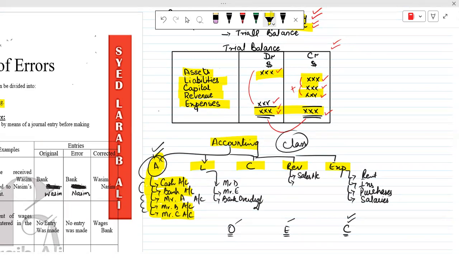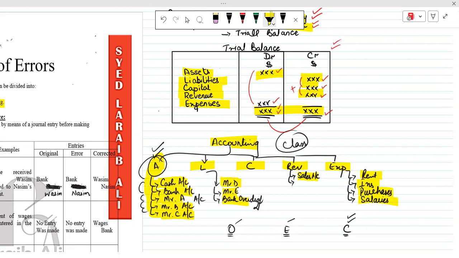In the same way, all the accounts of liabilities, for example, Mr. D is our credit supplier. His account is going to be made in the class of liability. Mr. E is another supplier. Bank overdraft, if the bank is negative, its account would be called a liability. In the same manner, in revenue, we can have sales account, we can have gain on disposal account, we can have different accounts which are actually revenues. Then further, expenses: we can have rent account, insurance, purchases, salaries. So all these accounts are categorized under the heading of expenses.